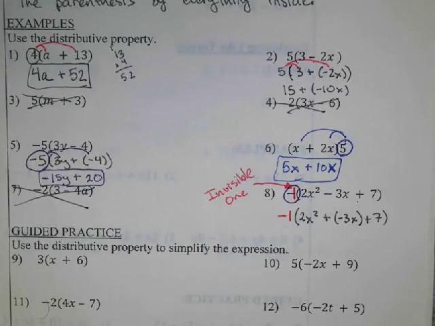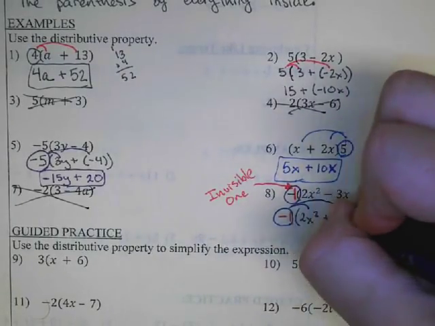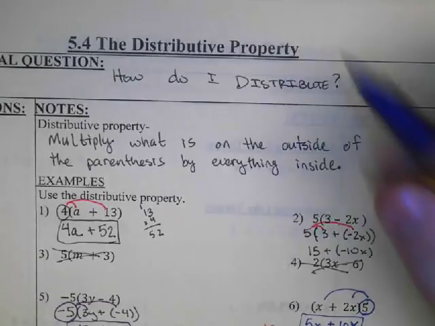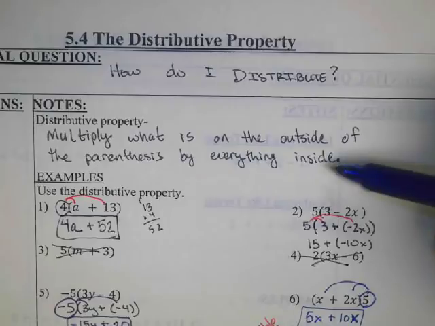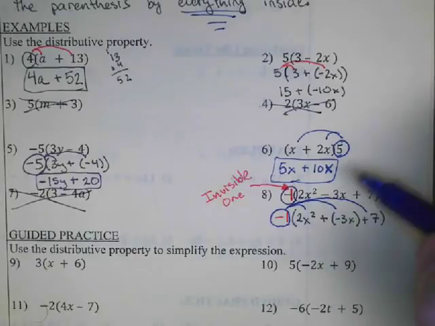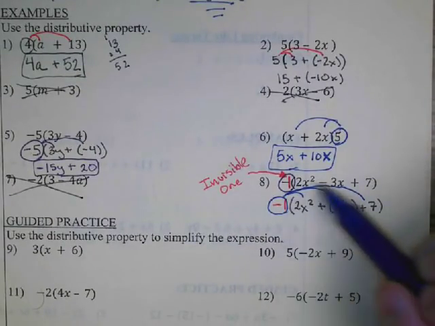So let's do our distribution. I'm going to use blue for this. So I'm distributing a negative 1 to all 3 terms. I have to distribute, like our rule says, whatever is on the outside of the parentheses by everything on the inside. So it's important that we get this idea of everything. So if there's 3 terms on the inside, I'm going to have to distribute the negative 1 to all 3 terms.